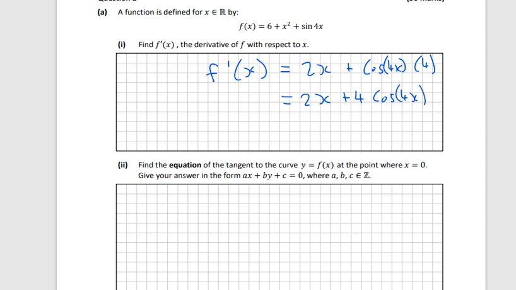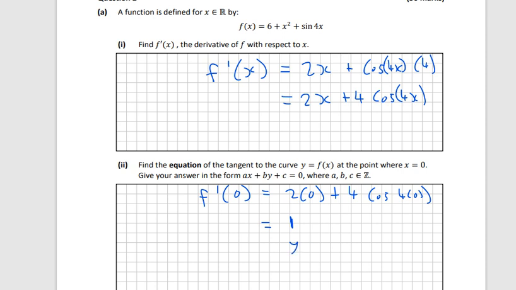Find the equation of the tangent to the curve at the point where x is equal to 0. If we just sub in a 0 into the above, f dash 0, we'll get 2 multiplied by 0 plus 4 cos of 4 times 0. And then 2 times 0 is obviously 0. That will give us cos of 0, and then that is 1.